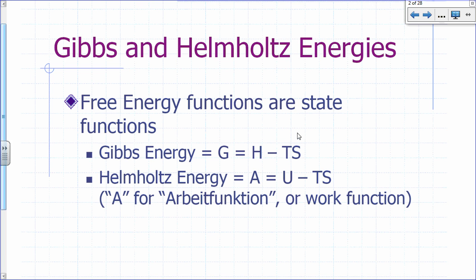Gibbs energy is defined as H minus TS, that's enthalpy minus temperature times entropy, and Helmholtz energy is U minus TS. Okay. The reason the symbol for Helmholtz energy is A is because it's from the German word for it, which is Arbeit function. Arbeit means work in German.